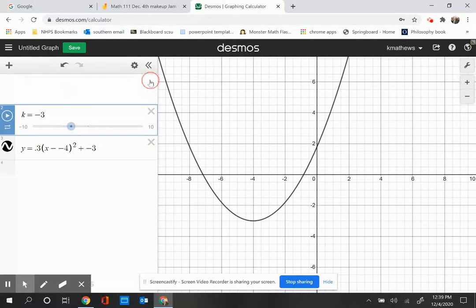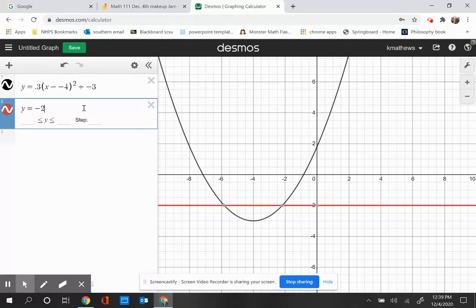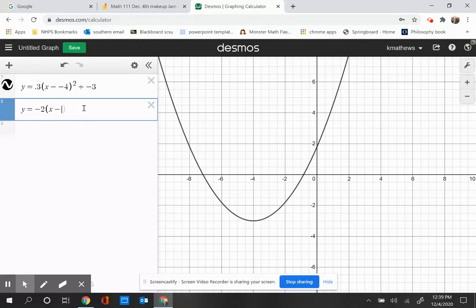All right. So since you're getting so good at this, I'm going to graph another parabola. y equals -2 times x plus 3, or I'll say x minus -3, squared, plus 5.